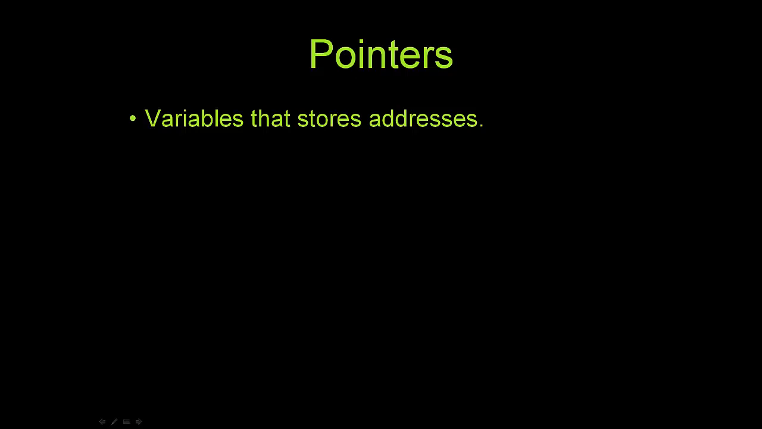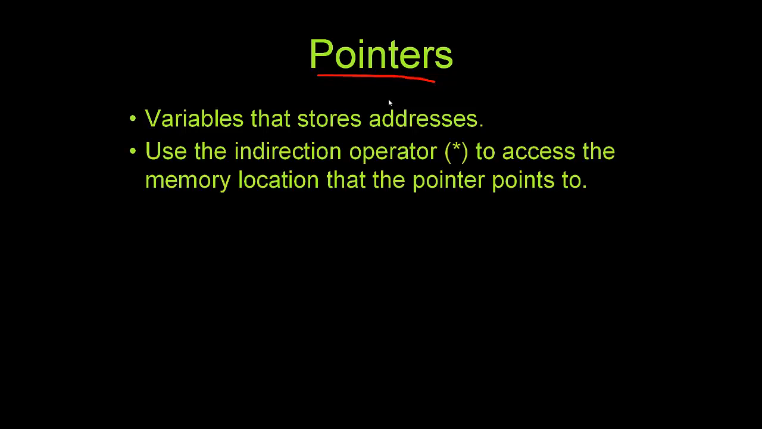Alright, the interesting and scary thing about C is that you can actually directly manipulate memory addresses. So this is something you can't really do in Python. Okay, and pointers are what you use in C to do so. Pointers are variables that actually store memory addresses. You can use the star or indirection operator to access the memory location that a pointer points to.